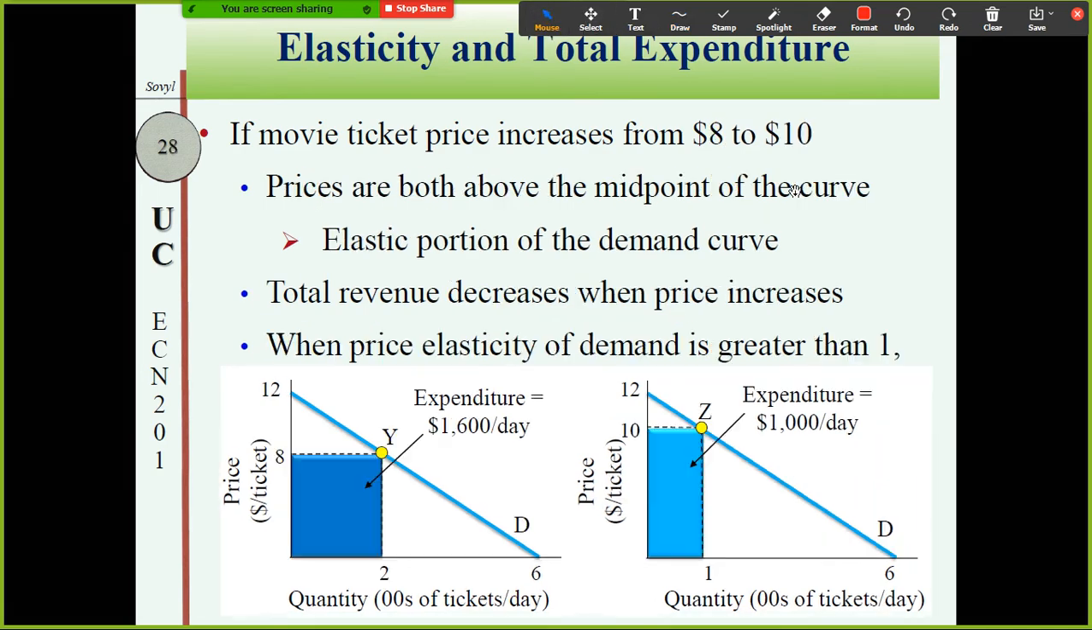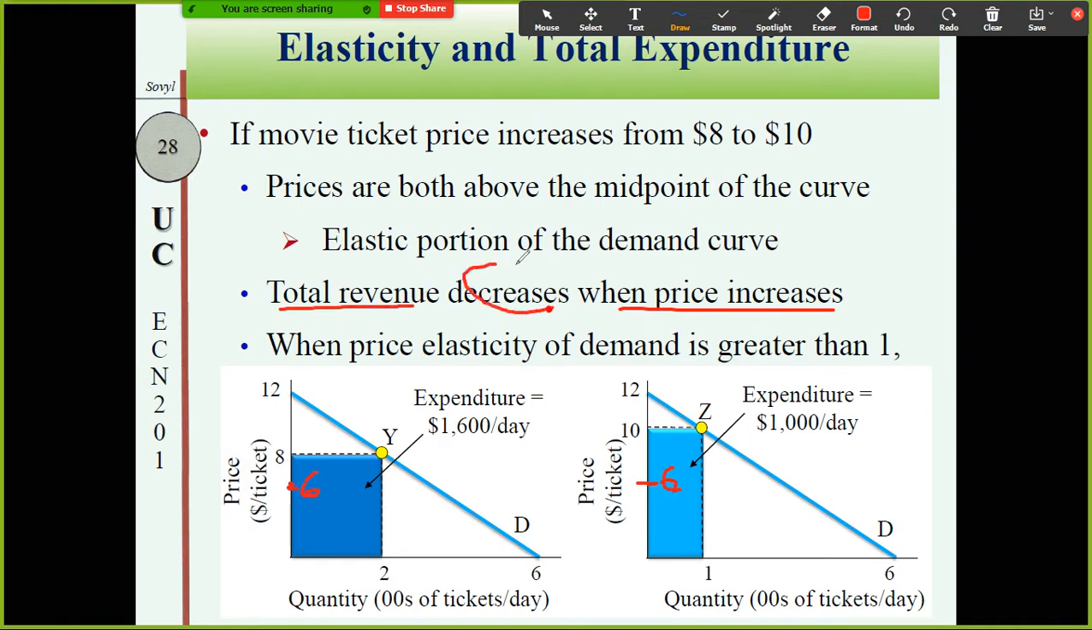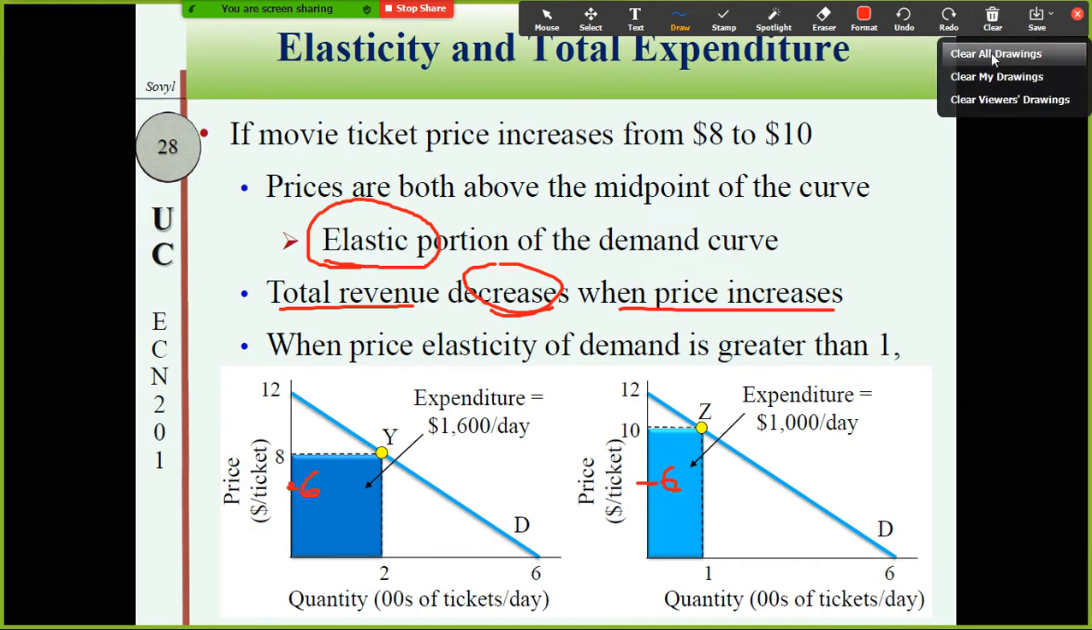However, when the price changes higher than the average price, okay, higher than the average price, when the price goes up, the total expenditure and total revenue go down. This area, that area we call elastic demand. Elastic demand. Okay.